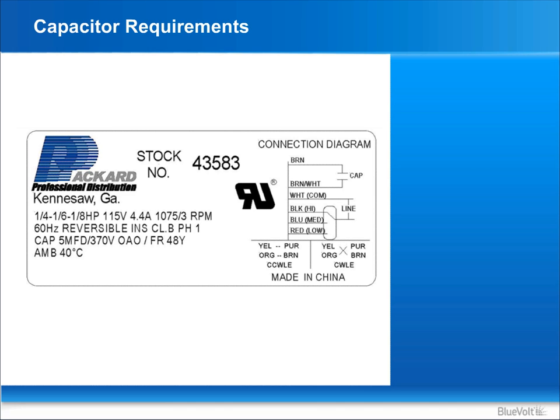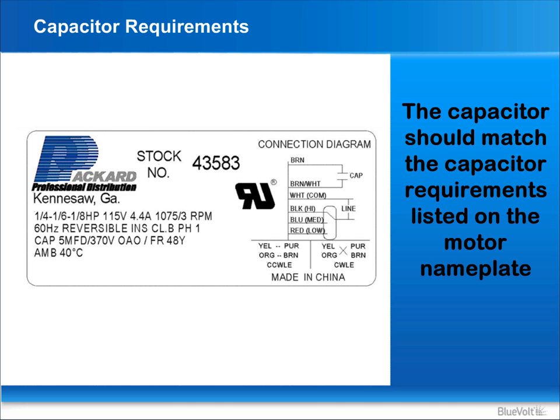The capacitor requirements are shown on the motor nameplate. The capacitor selected should match the microfarad rating capacitor requirements listed on the motor nameplate. Using a capacitor with a higher voltage rating than indicated on the motor nameplate is sometimes acceptable. Using a capacitor with either a higher or lower MFD than the nameplate indicates will result in negative consequences.